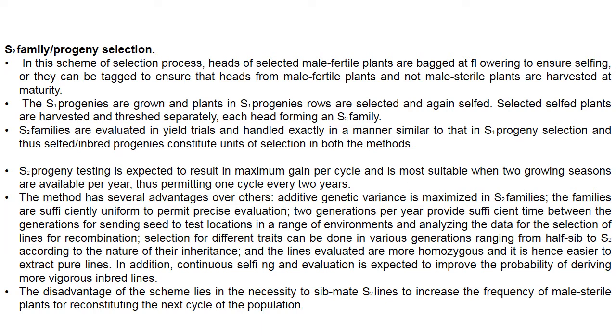Selection for different traits can be done in various generations ranging from half sib to S2, according to the nature of their inheritance. The lines evaluated are more homozygous, and hence it is easier to extract pure lines. In addition, continuous selfing and evaluation is expected to improve the probability of deriving more vigorous inbred lines. The disadvantage of this scheme lies in the necessity of sib mating S2 lines to increase the frequency of male sterile plants for reconstituting the next cycle of population.